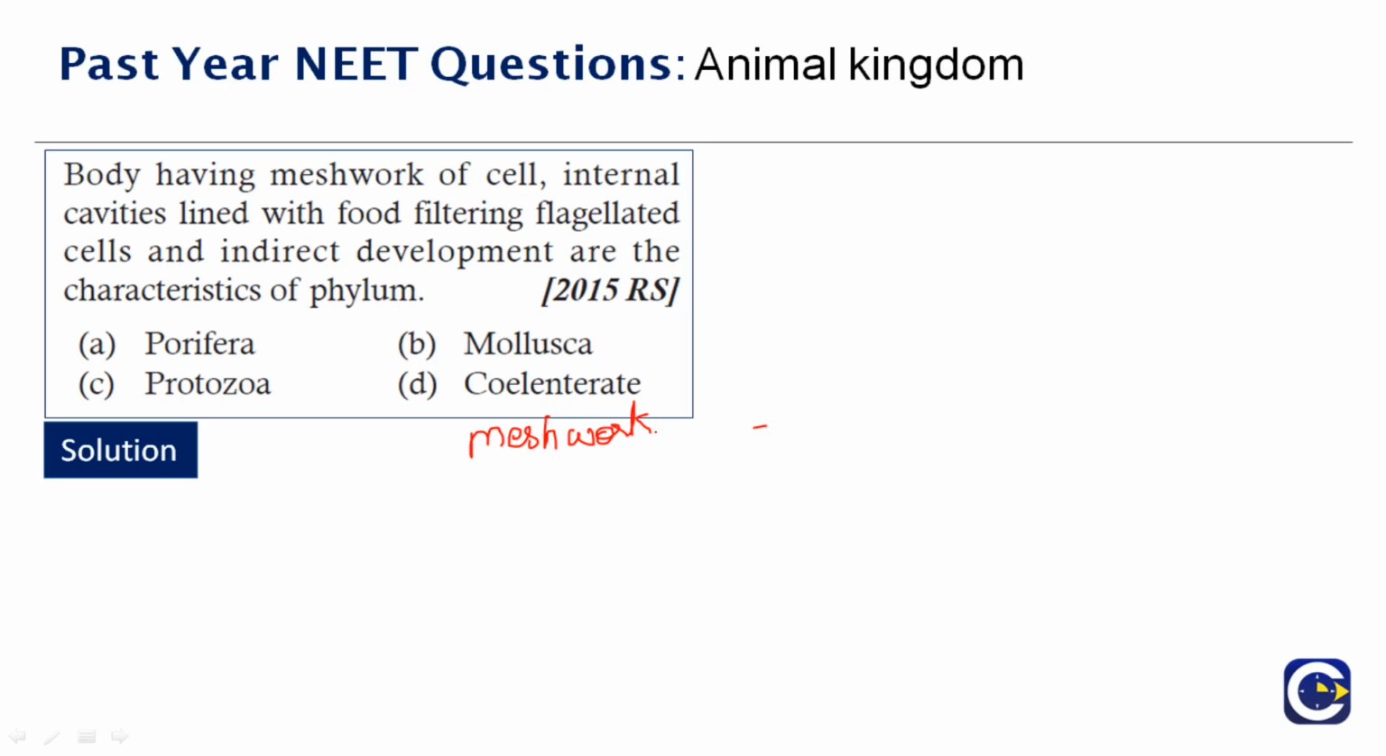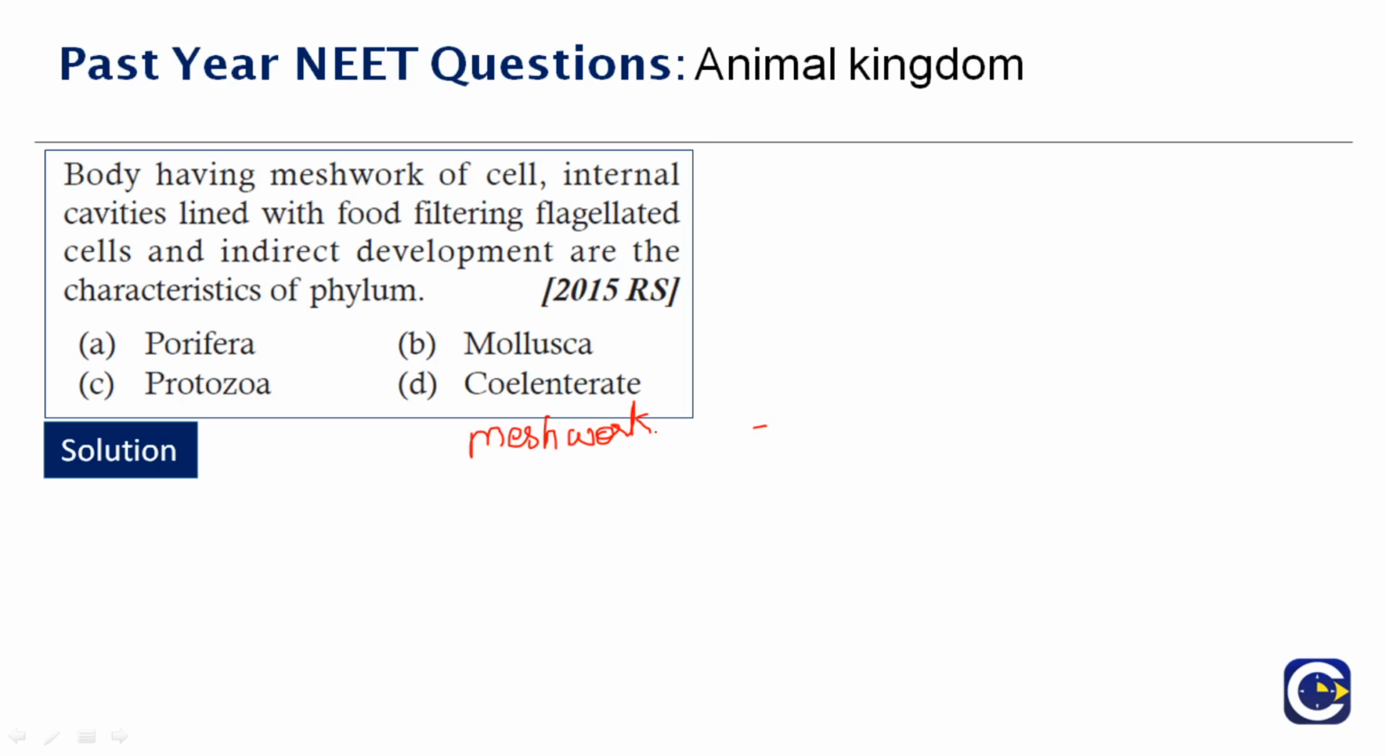Just now I said, see, the sponge gives you an appearance of meshwork. So the keyword that you need to identify here is meshwork, which will give you a hint to easily identify the answer. The correct answer is porifera. Apart from that, if you want to know anything about porifera, you can go surfing.